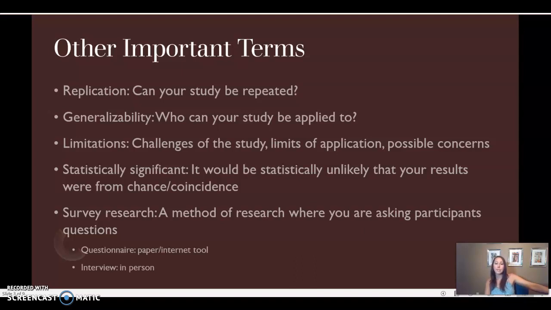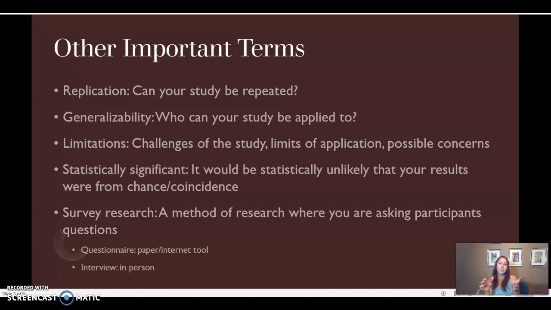Generalizability is, who can my study be applied to? If I do a study with a group of college freshmen here in Springfield, Missouri, most likely I would have a pretty hard time applying those findings to a group of impoverished, middle-aged individuals in New York City, right? Generalizability is saying, who can the findings of my study be applied to?